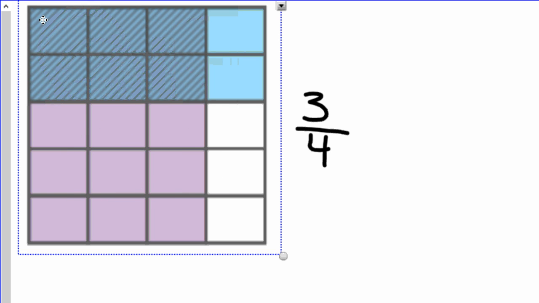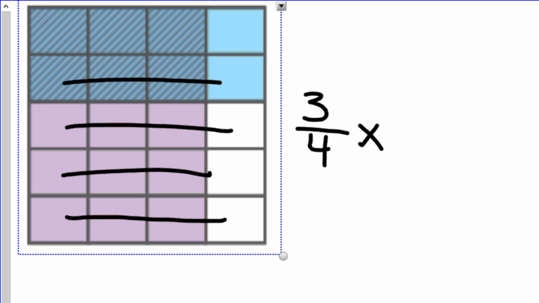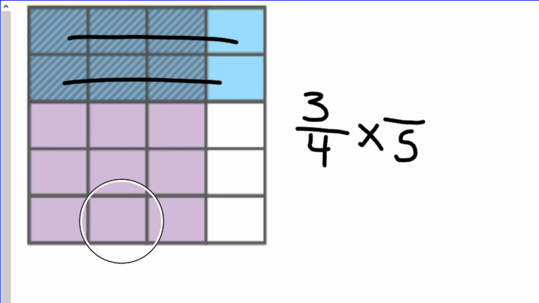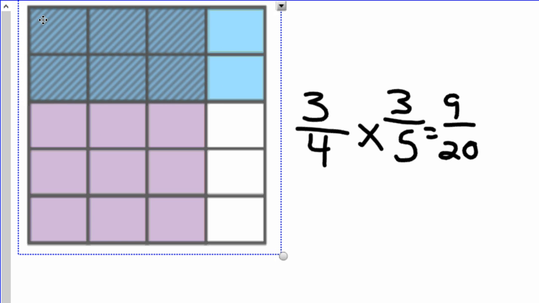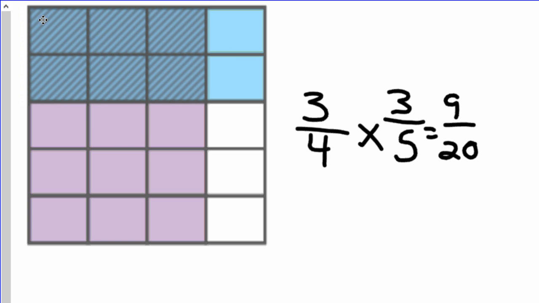And how many of the rows are there? 1, 2, 3, 4, 5. So fifths. How many of those rows had no white? 3 out of 5. And 3 times 3 is 9, and 4 times 5 is 20. So the solution to this multiplication model is 9/20. But what were the two fractions in the model? 3/4 times 3/5. And we see that it's 9/20 because there's 20 total blocks here.